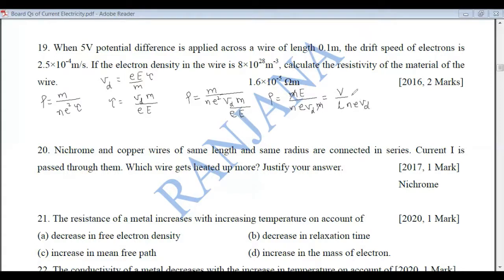Now you can substitute the values. Here V, the potential difference, is 5 volts. The length of the wire is 0.1 meter. The number density of the electrons is 8 into 10 raised to the power 28. Charge on the electron we know is 1.6 into 10 raised to the power minus 19 coulomb. And the drift velocity is given as 2.5 into 10 raised to the power minus 4.